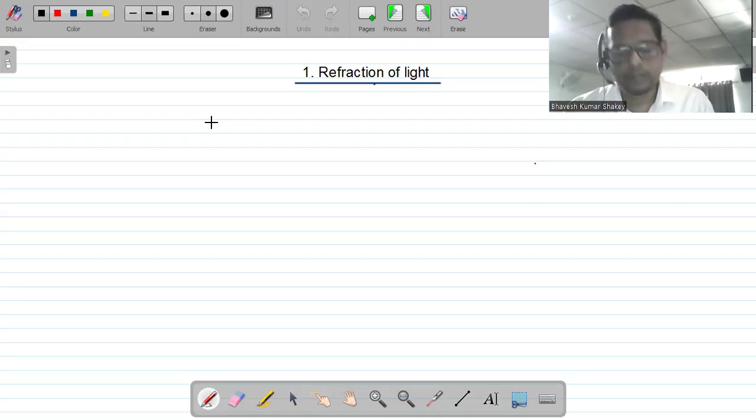Before studying what is refraction of light, how we can define the refraction of light, let's see about the medium. What are the types of medium? The types of medium we already studied in the chapter reflection of light. What is a medium? How we can define the medium? So medium is a substance from which the light ray travels.